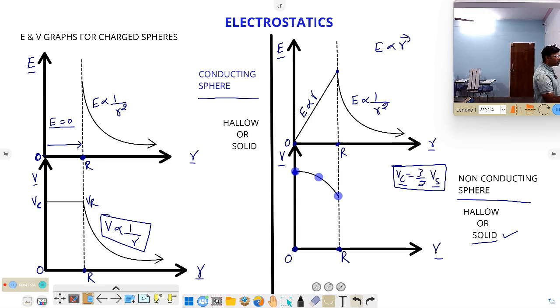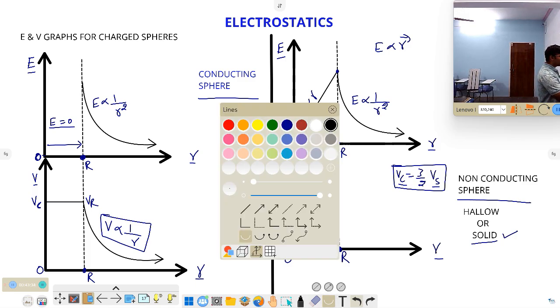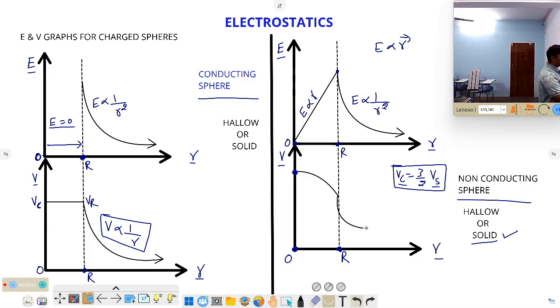Now from here to here, what happens? The potential outside of this sphere follows the inverse form of the concept. So in this case I can write that the potential changes like this outside.